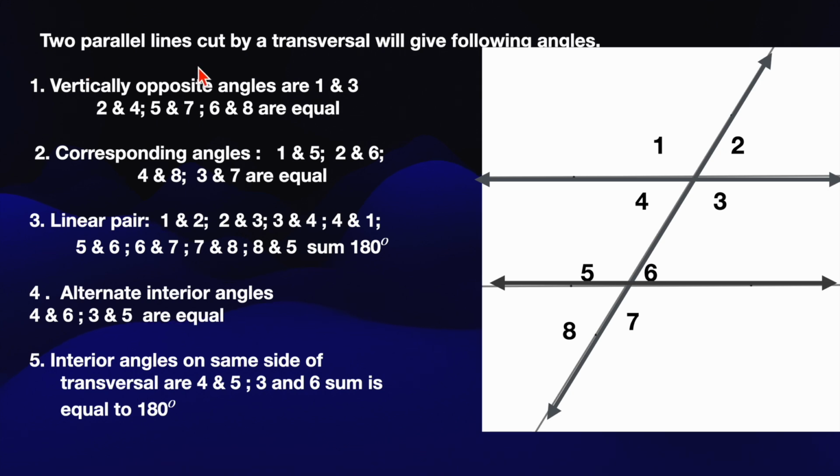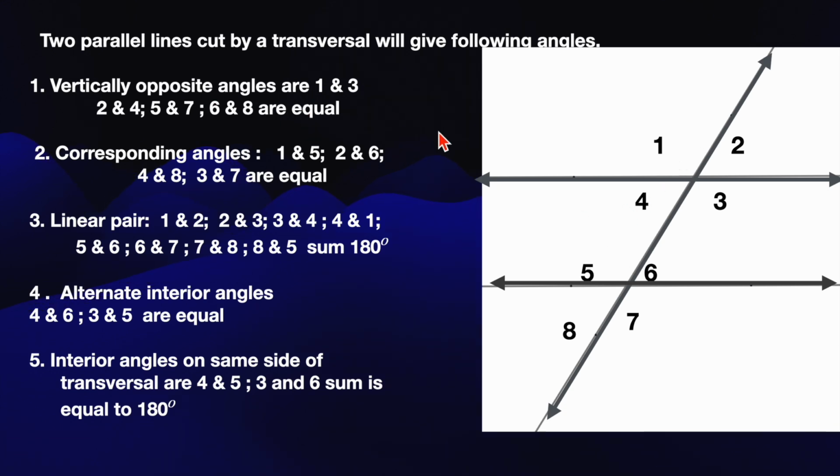Okay, two parallel lines cut by a transversal will give the following angles. So here are two parallel lines you can see, and this line which cuts through them is called a transversal. When you do this, many angles are formed. You can see this is one angle, 1, 2, 3, 4, 5, 6, 7, 8. You get 8 angles, and these angles have a definite relationship between each other. Let's see what it is.